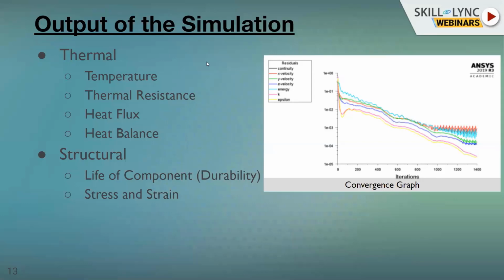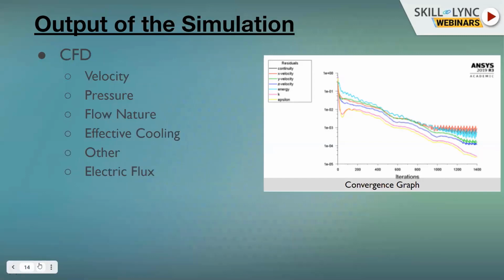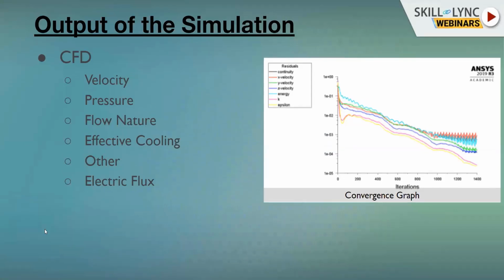Please go to the next slide, Saisuma. On the CFD front: velocity, pressures, the nature of flow, and what the effective cooling will be with a fan or without a fan. And if you are doing Joule heating analysis, we can look at flux, electric flux. That is also a part of electronic cooling simulations. Yes, thank you, Sai Suma. Please go to the next slide.